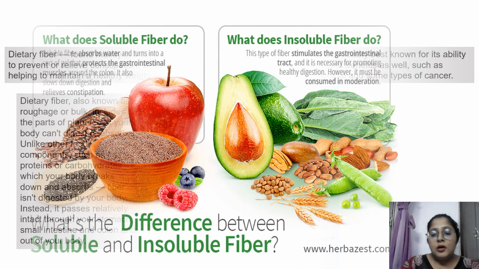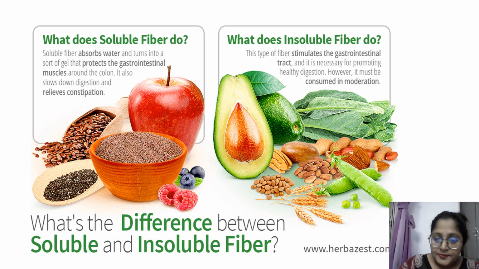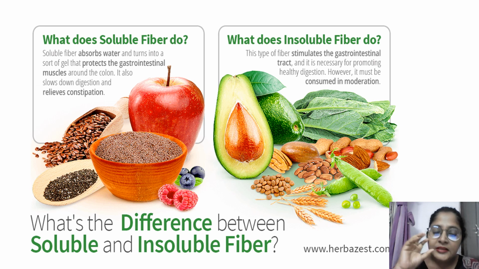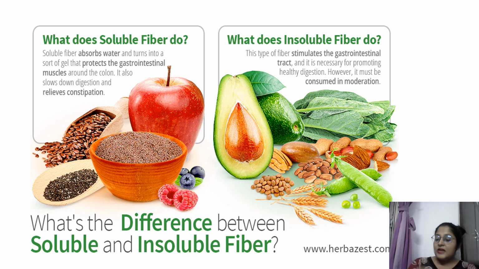So again, fiber is of two types. One is the soluble fiber and another one is the insoluble fiber. Soluble fiber, from the name itself you can understand, absorbs water, and they form a gel sort of a thing which protects the gastrointestinal muscles and around the colon. It slows down the digestion process and relieves constipation. So these are the soluble fiber.